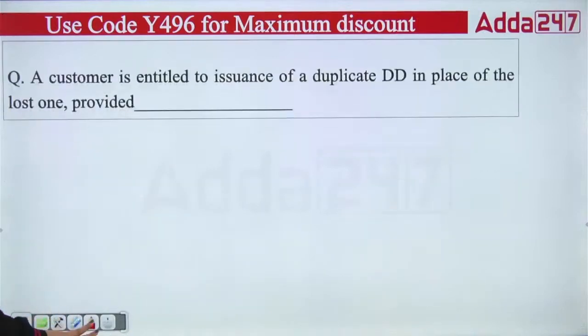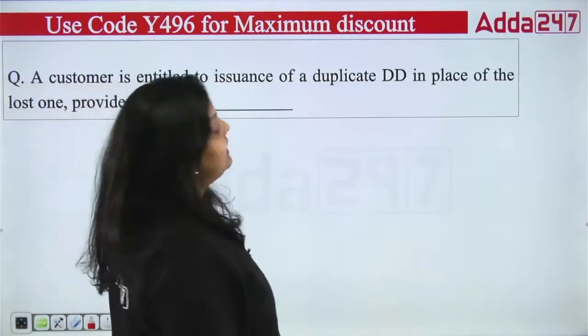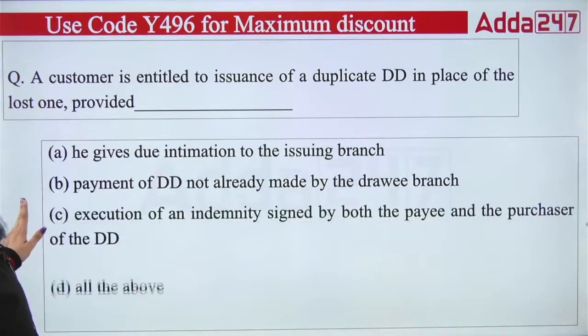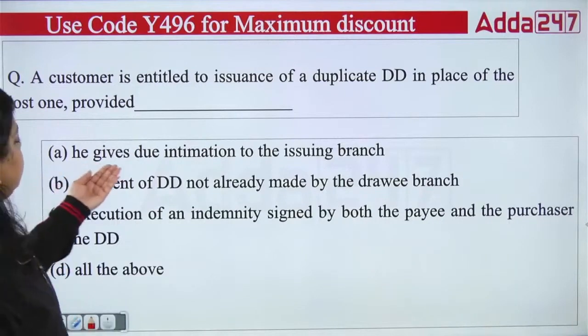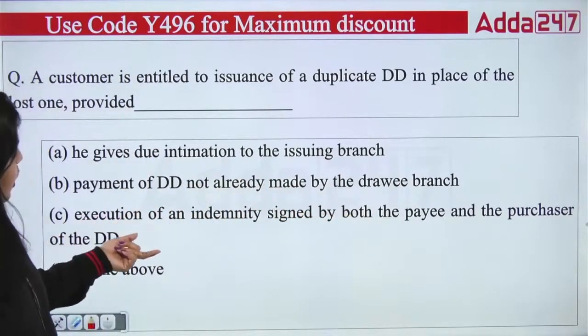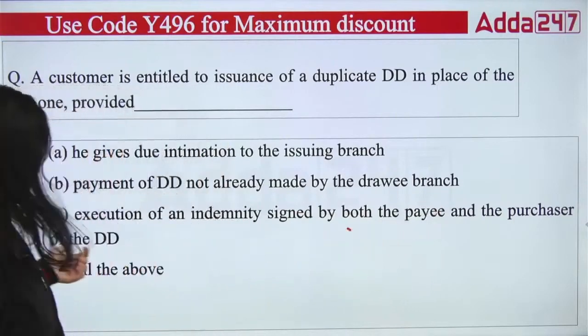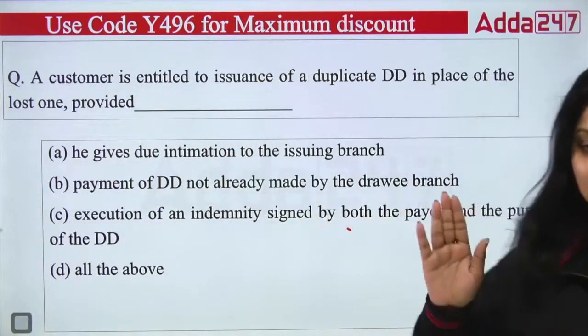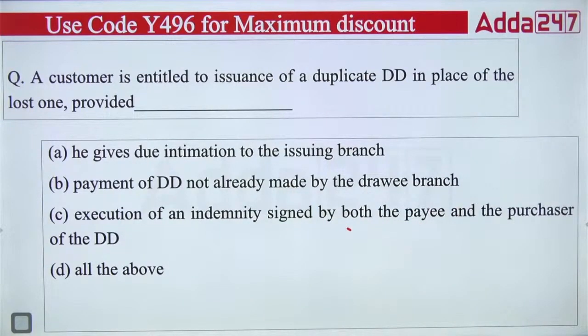Okay. Next question. A customer is entitled to issuance of a duplicate DD in place of a lost one provided dash. Let me know which of the following is correct. The options are: he gives due intimation to the issuing branch, payment of DD not already made by the drawee bank, then execution of an indemnity signed by both the payee and the purchaser of the DD, and all of the above. If you have lost your DD, or your fixed deposit receipt, in that situation the bank will issue the duplicate demand draft, right?